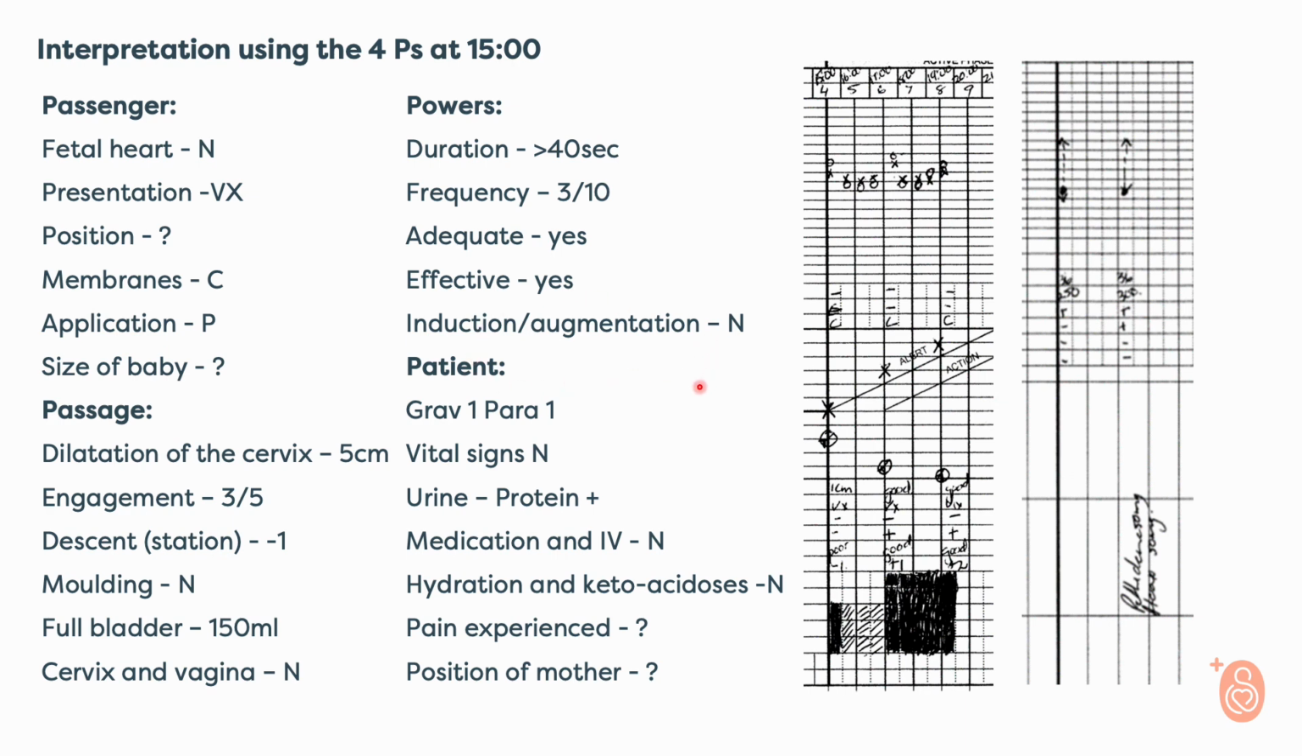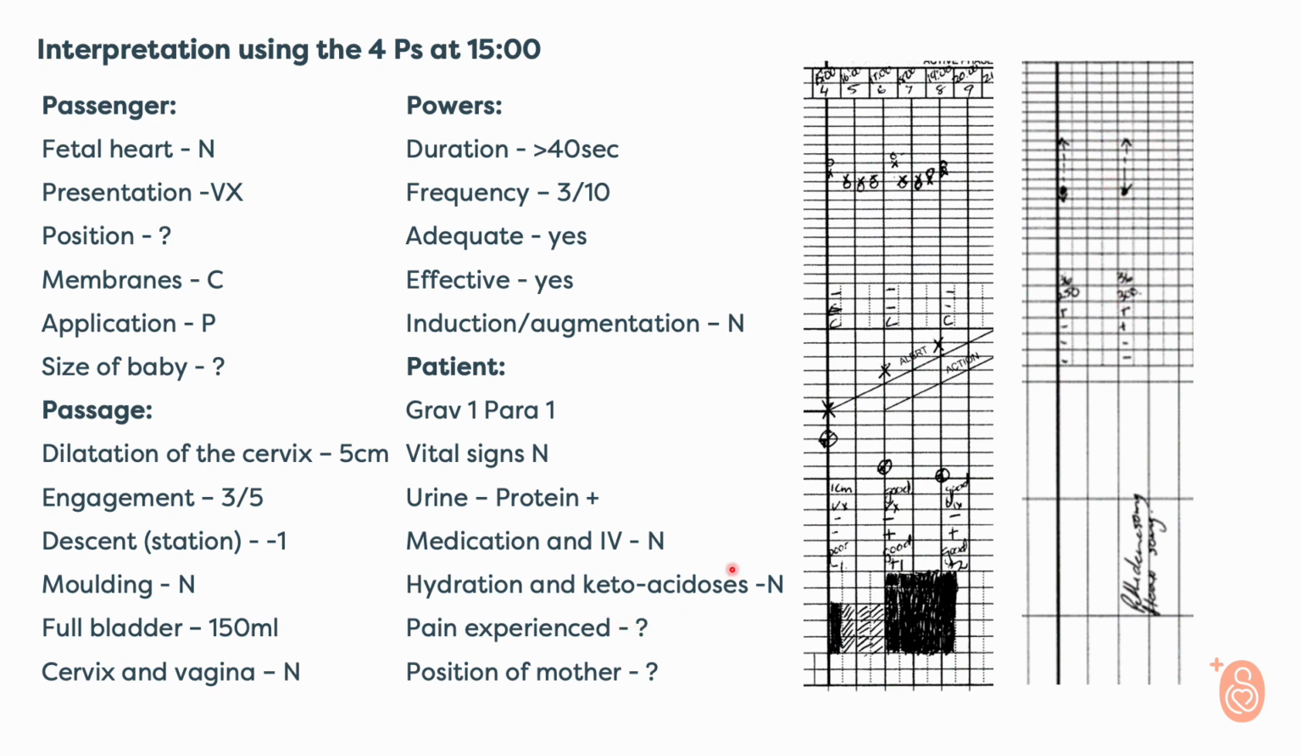There's still no induction or augmentation. And then if we look at the patient, the vital signs are still normal. We see now that there's protein 1+ in the urine, which we are not too worried about because our blood pressure is still 100% normal. We all know that often during labor you get protein in the urine that comes from the show, the vaginal discharge that's so much increased during labor. So we're not really worried about the protein in the urine as long as the blood pressure is normal.